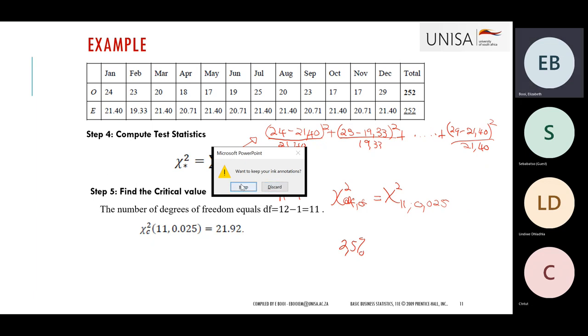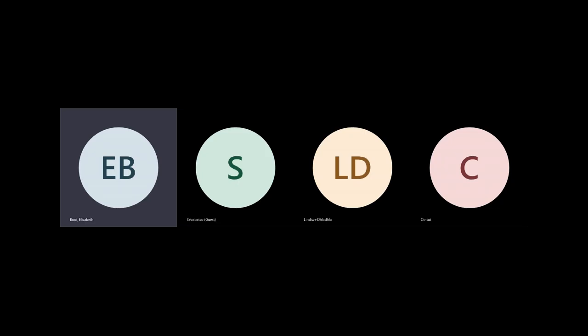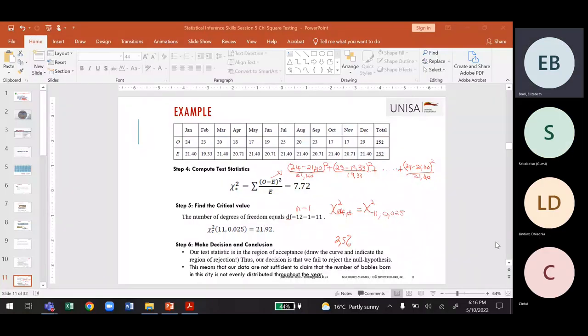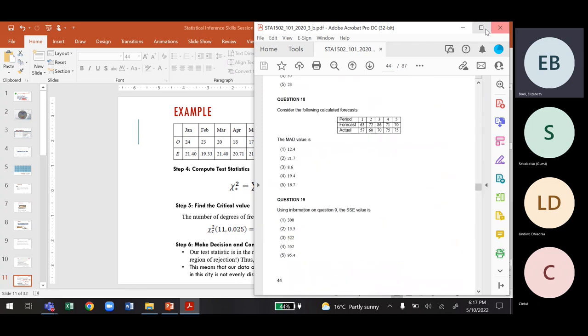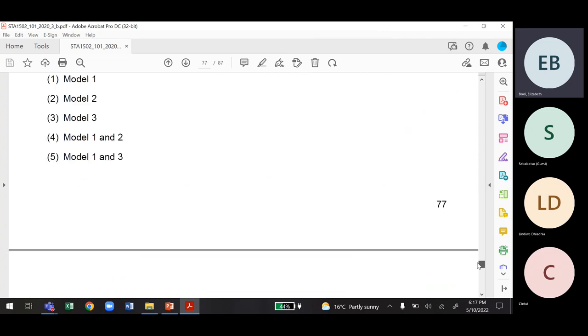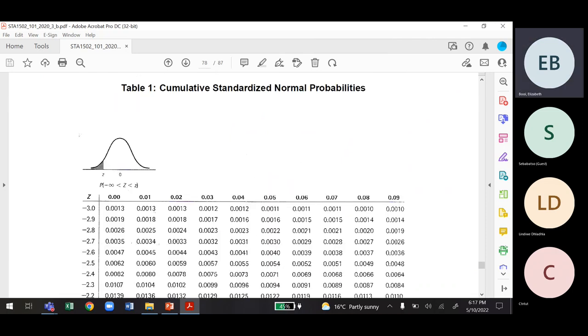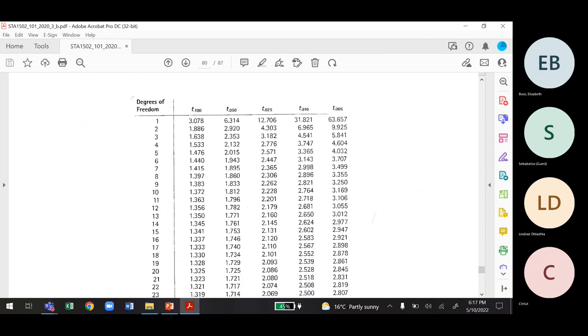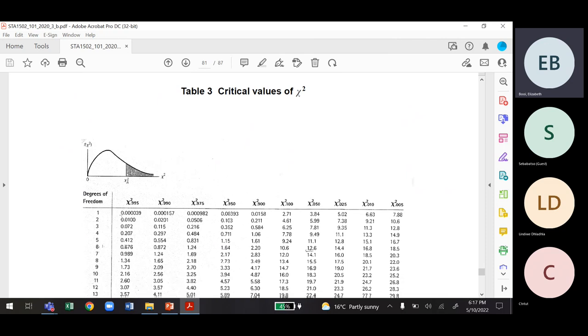I'm going to keep everything, and then I'm going to stop sharing now. I want to share my entire screen at this point so that we don't have to toggle. Okay, I can hide this. Then I can open this old tutorial later and go right to the end. Let's make it bigger to go to the table. We need to find the critical values of chi squared, like we have critical values of t.